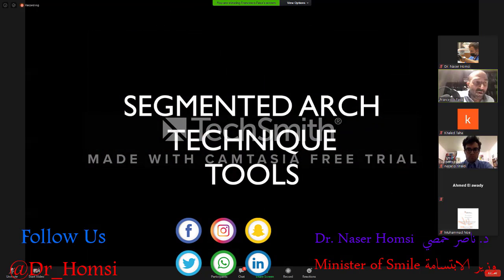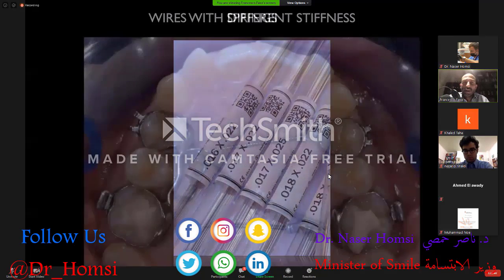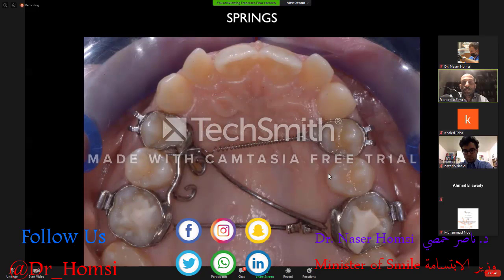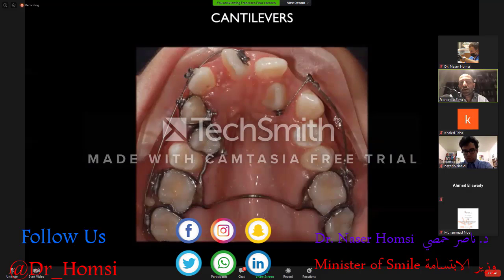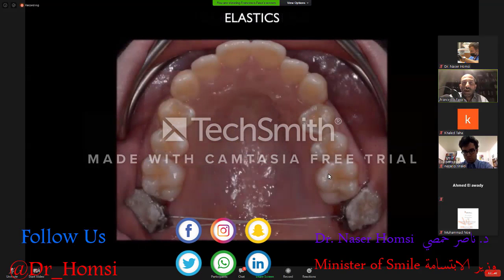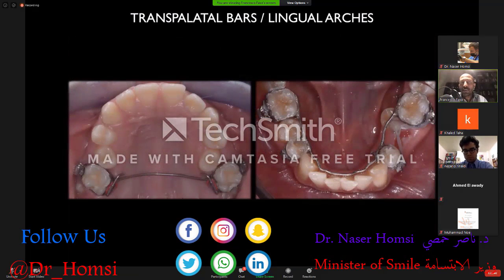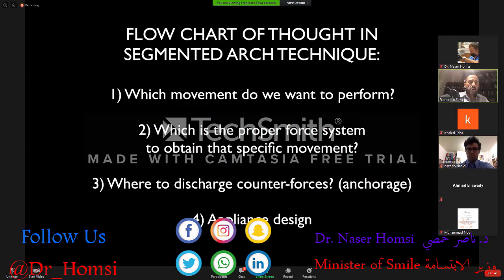And now we can go to the very final part of our Zoom meeting together, talking very fast about the tools of the segmentary technique, which are wires with different stiffness, wires and long sticks, and springs of different kinds, cantilevers, which can be used to generate forces and moments in very different ways, loops, bendings done in different ways, elastics used to selectively move the teeth, power arms, very useful to apply force as close as possible to the center of resistance of the teeth to obtain a bodily movement, and then transpalatal bars and lingual arches, very useful to increase our anchorage.